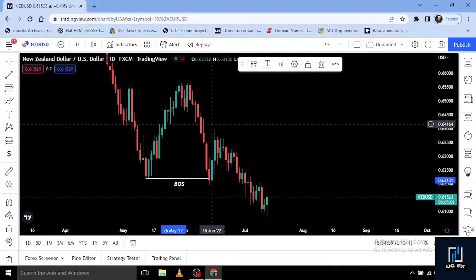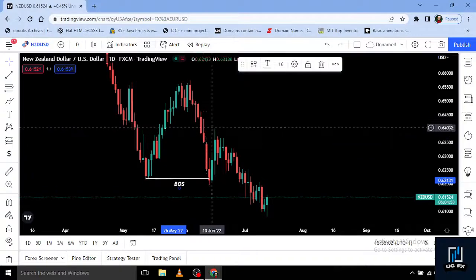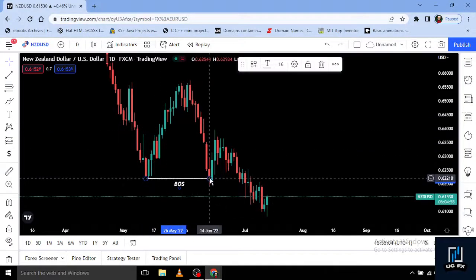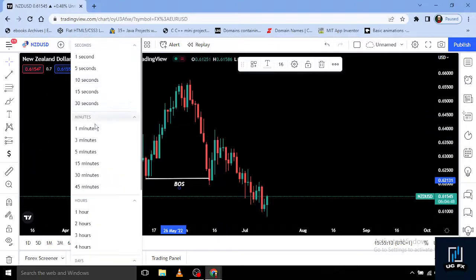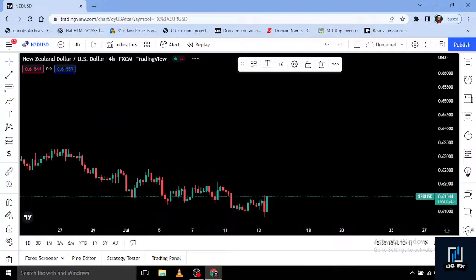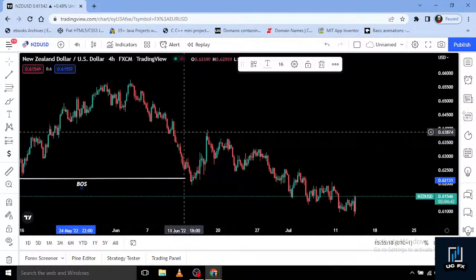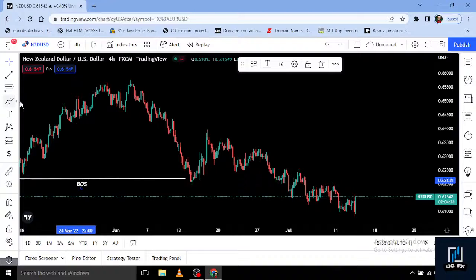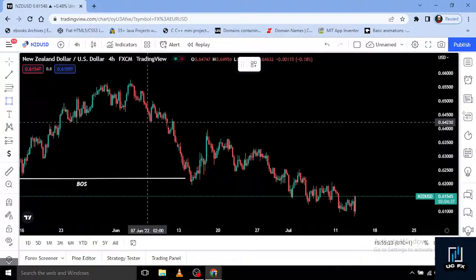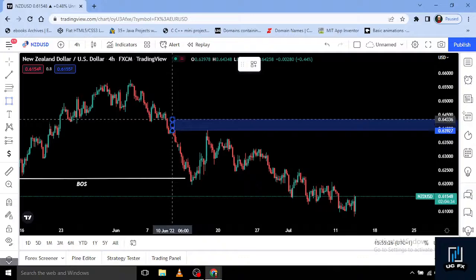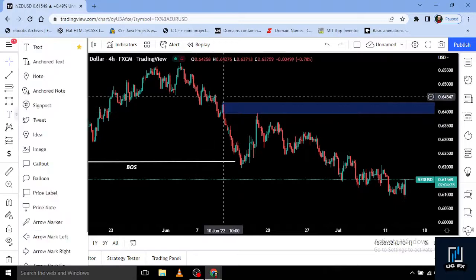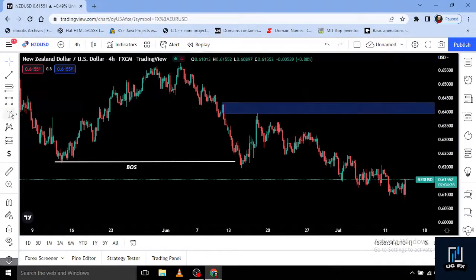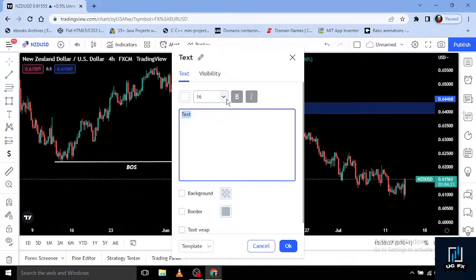You need to find the order block that broke this structure, so that we can check if that order block is going to work. If you go down to the 4-hour time frame, you would agree with me that we have a nice order block right there. So we will mark that out. There we have our H4 order block.